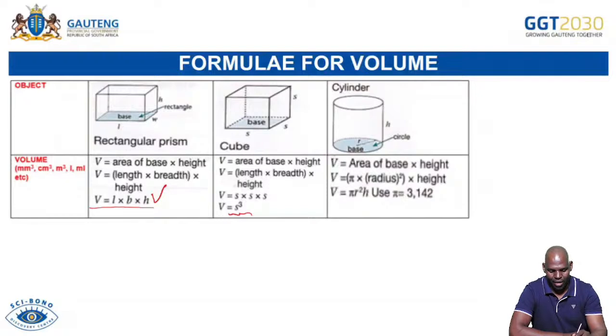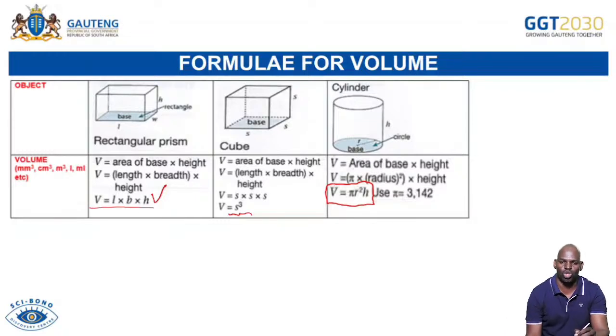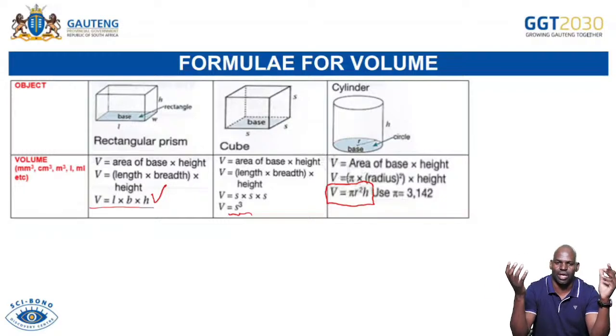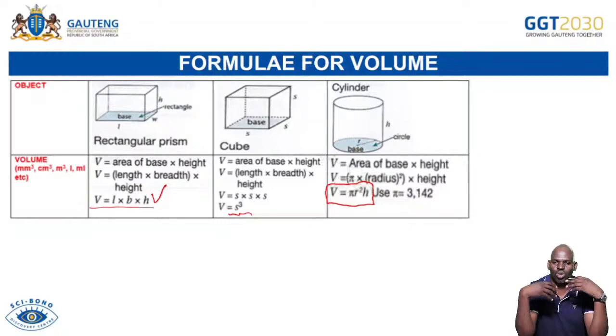And then again, V equals pi r squared h. When they ask you to calculate the volume, remember, I also spoke about it: I said they can also ask you to find the height. If you have to find the height, it means you must be able to change the subject of the formula. They can also ask you to find the radius. Then you must also be able to change the subject of the formula so that in the end you calculate the radius. They can also ask you to calculate the diameter.